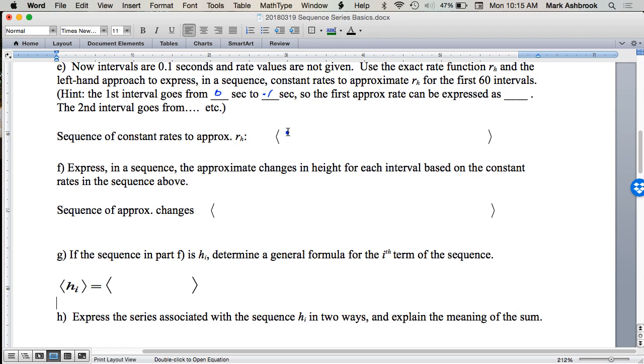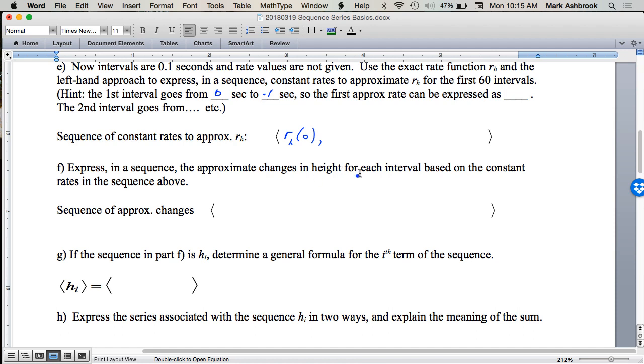R sub h of 0. Function notation, right? It's been a huge theme this semester. R sub h of 0 is the exact rate at the left side of that first interval, which we're going to make the constant rate for the whole interval. Just curious, how many people got that? Not enough. Okay, so this idea of function notation gives us the value of the dependent variable for a given value of the independent variable. So we've worked hard on this, so hopefully we're still improving on that.